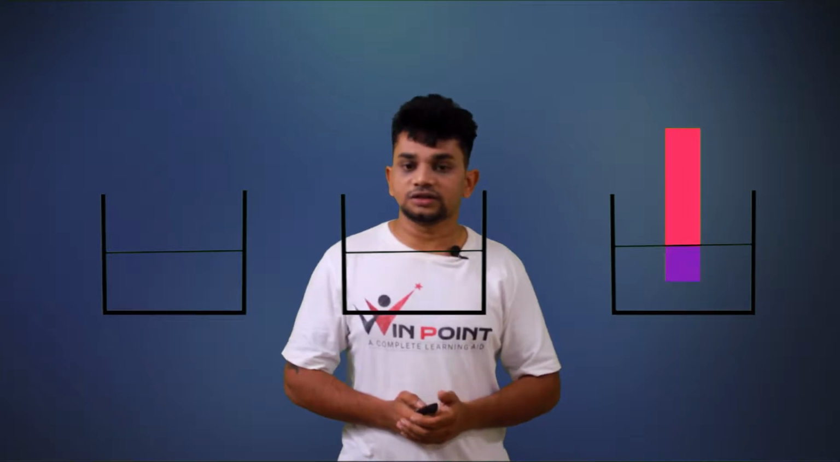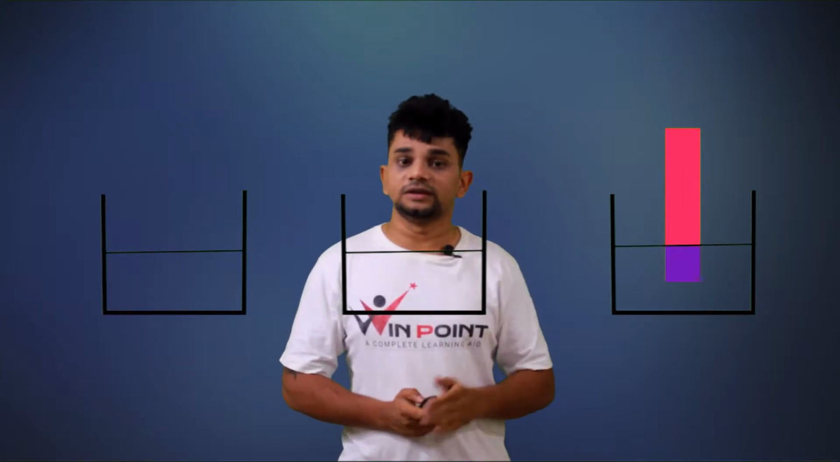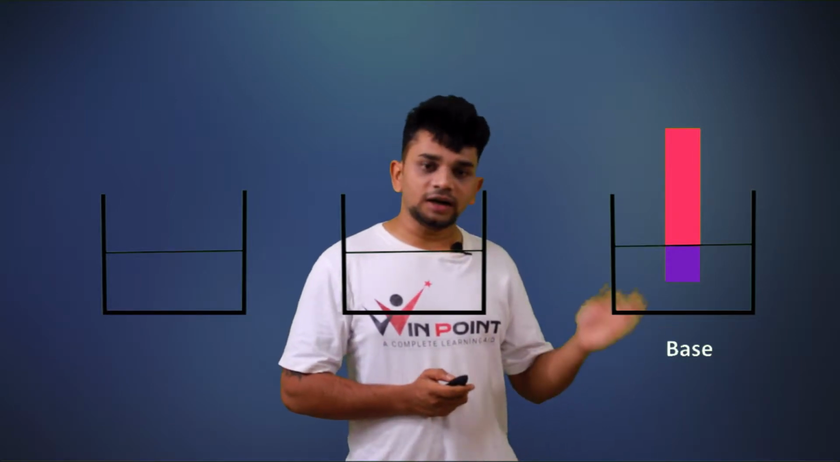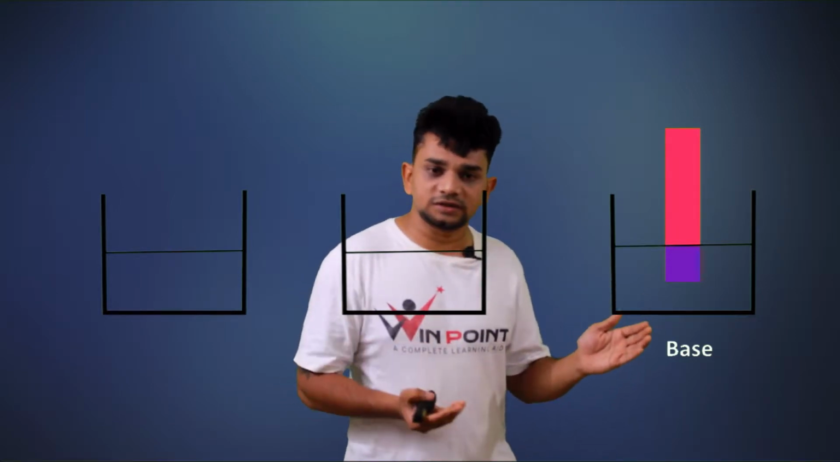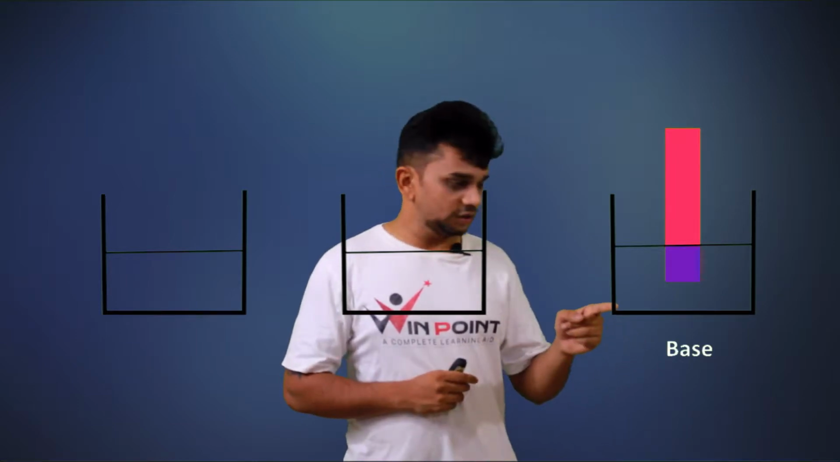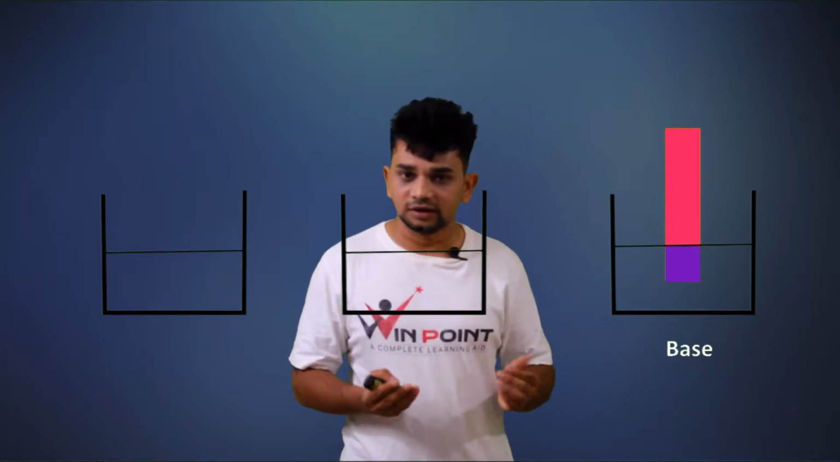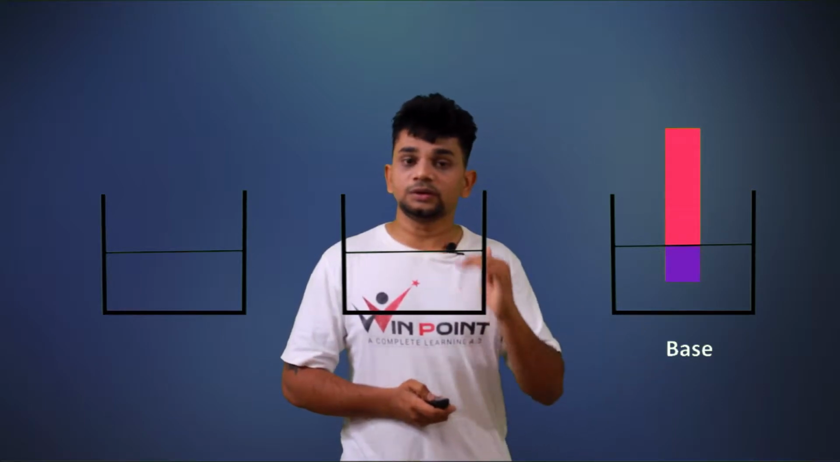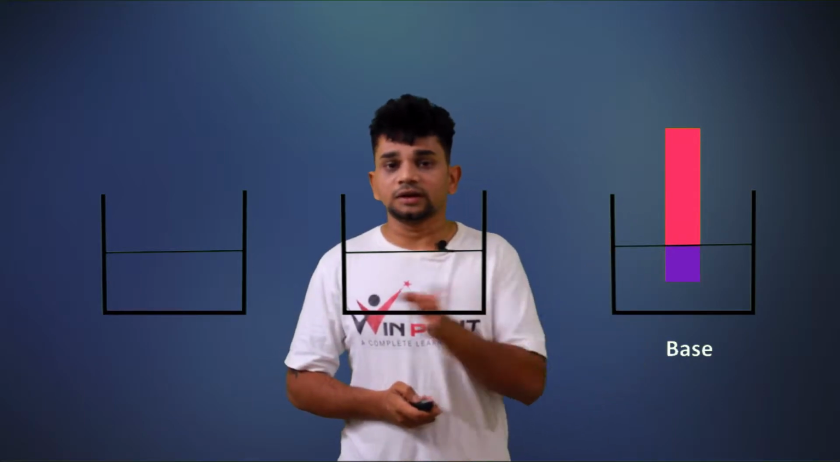Now the color is changing to blue. Then we can confirm that this is a base, because the red litmus paper has changed to blue. Here you can see the blue color, so it is a base. Now we have a blue litmus paper, and we are going to dip this blue litmus paper into the remaining solutions.